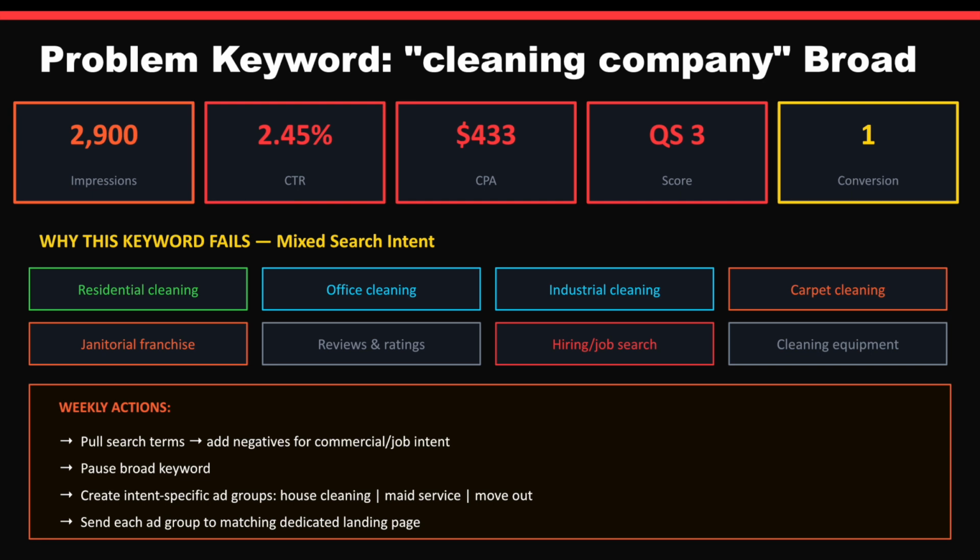So look at the action section at the bottom. What should you do? I'll show you. First, pull the search term reports and add negatives for job searches, commercial training, and review related queries. Second, pause the broad cleaning company keyword. Third, create separate focused ad groups. One for house cleaning, one for maid service, and one for move out cleaning. Every ad group, every single service, a single intent, and each ad group gets its own matching landing page. This one change alone can recover a huge amount of wasted budget.